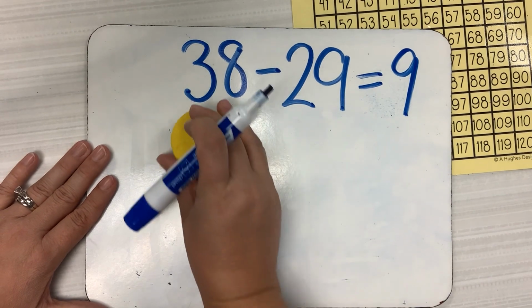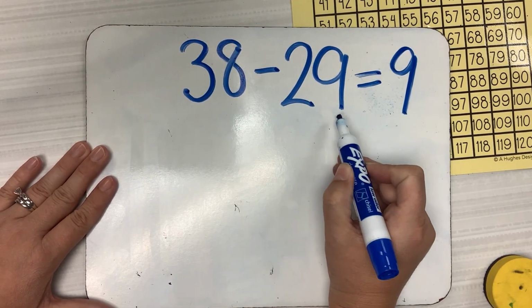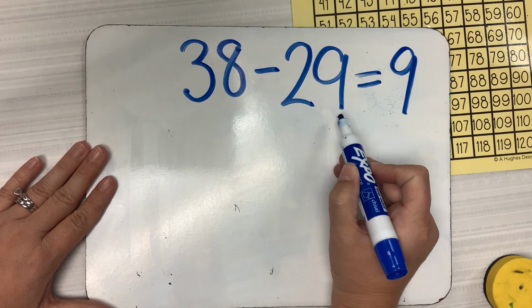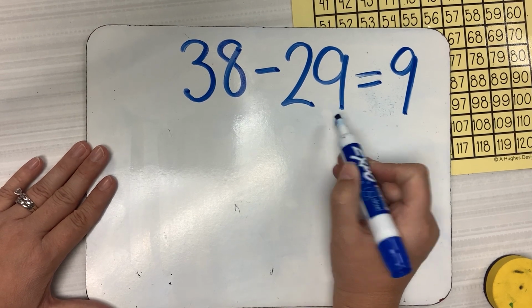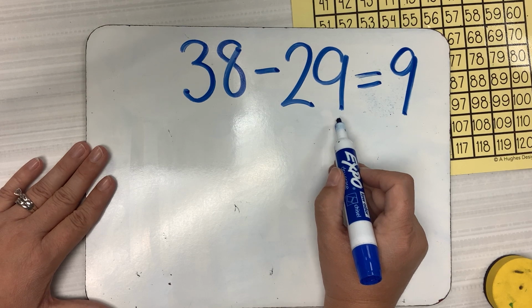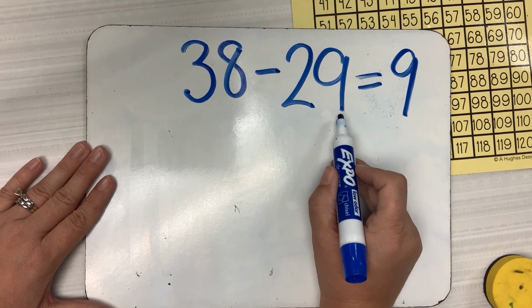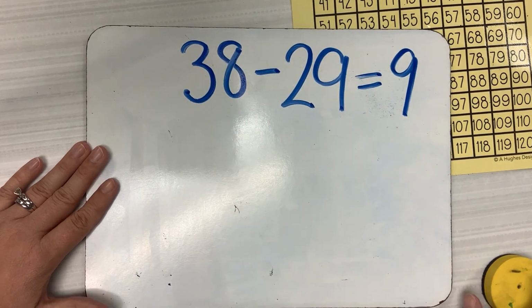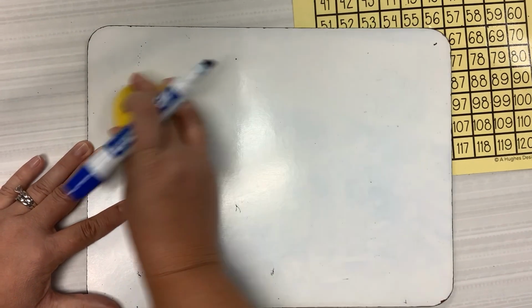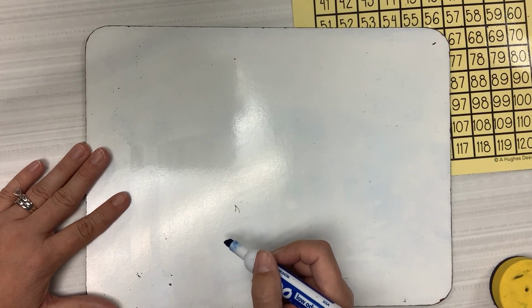Notice how I didn't take away 2 tens and 9 ones in the same order. It doesn't matter if you take away 2 tens first or your 9 ones. What matters is that you trade 1 ten for 10 ones so that you can take away 9 from 8. That was base 10 shorthand.